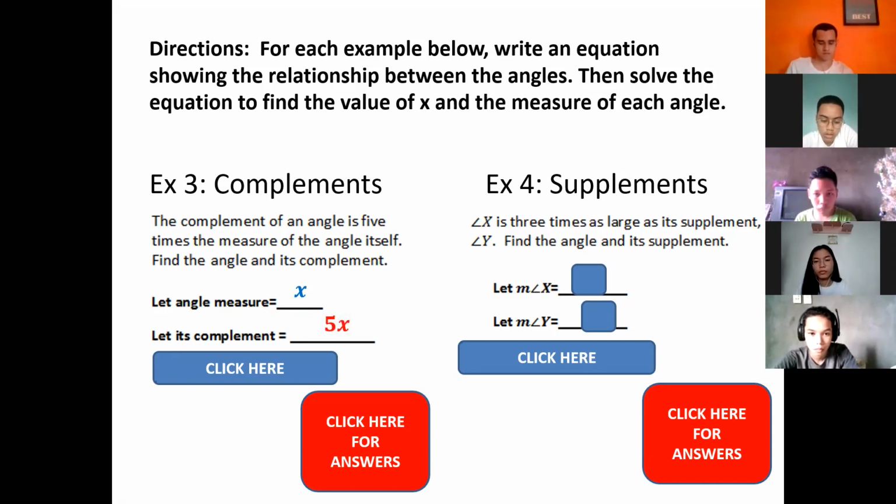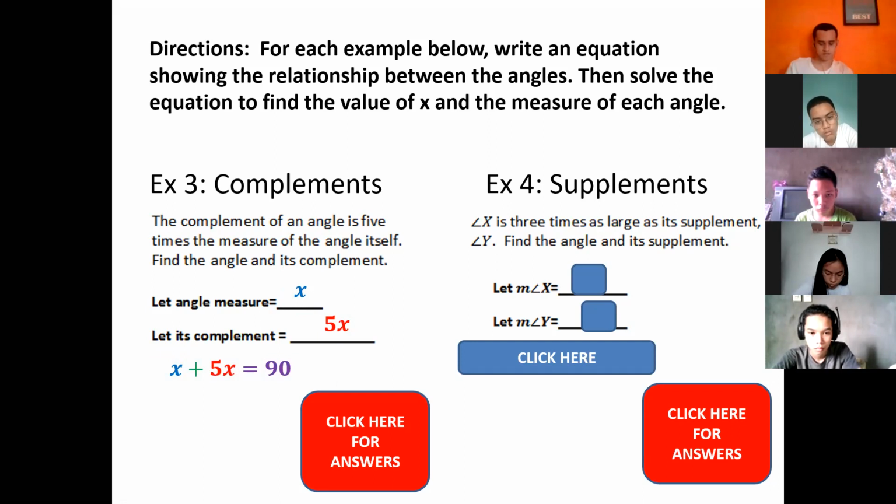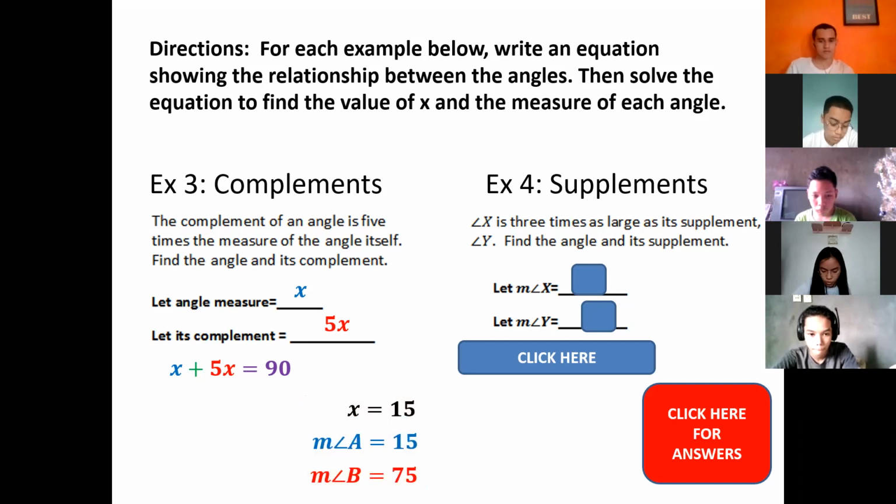Since the two angles are complementary to each other, if you add x and 5x, that will result to 90 degrees. Add x and 5x, the result is 6x. Divide 90 by 6, you'll get 15. Therefore, the first angle is 15 and the second angle is 5 times 15, which is equal to 75. So the angle and its complement is 15 and 75 degrees.